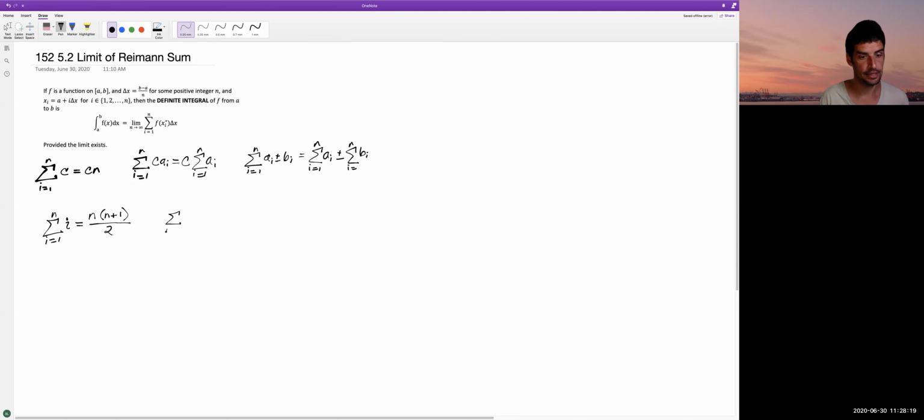And what if instead of adding up 1 plus 2 plus 3 plus 4, you added up 1 squared plus 2 squared plus 3 squared plus 4 squared and on up to n squared? Well, this one's a little more complicated, but still not terrible.